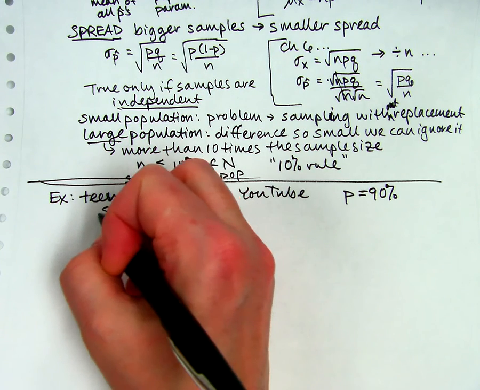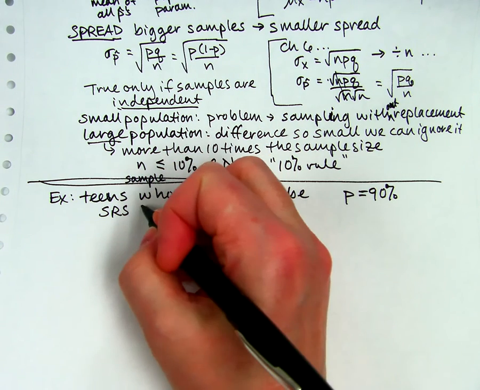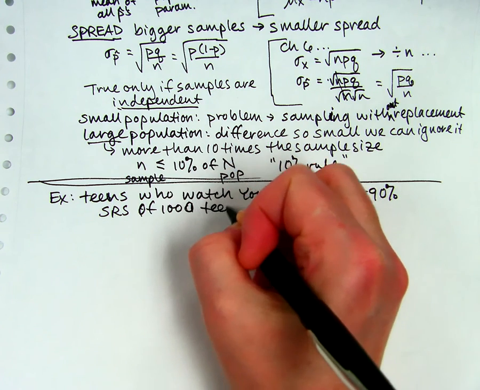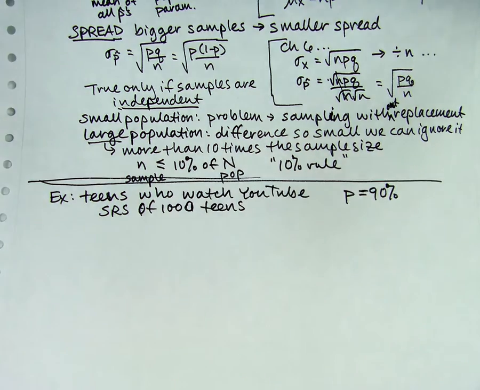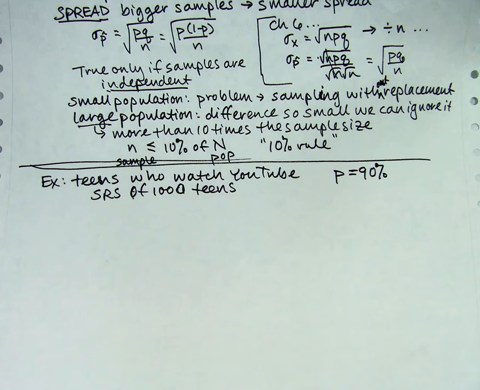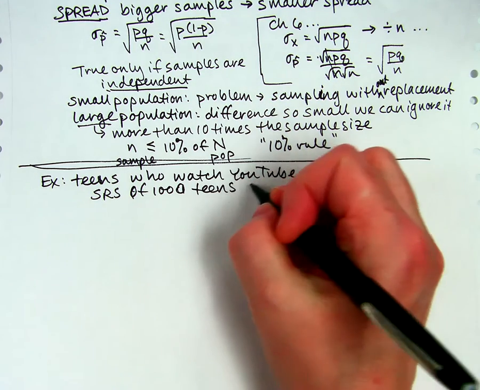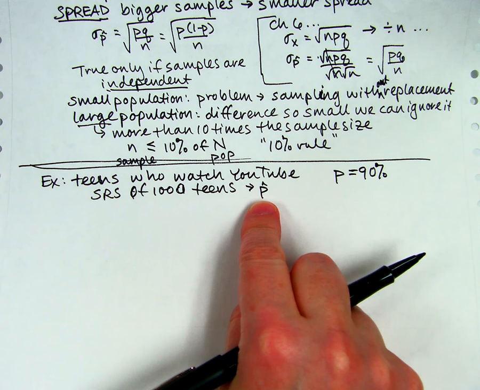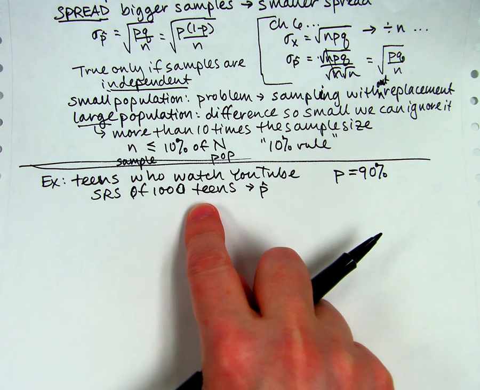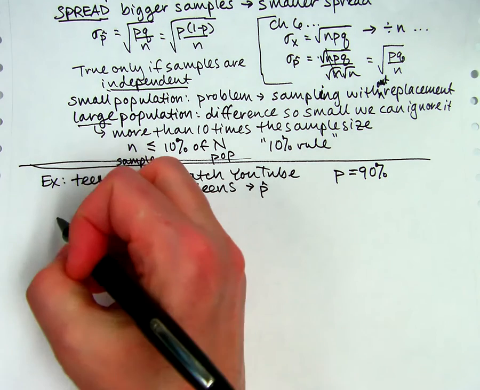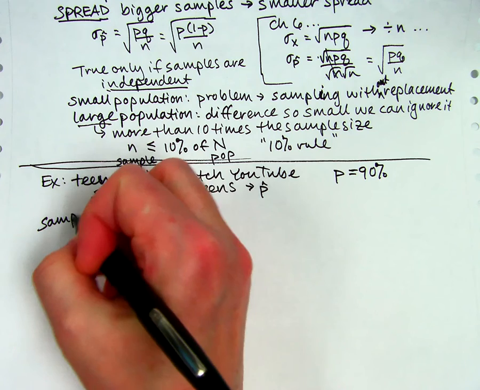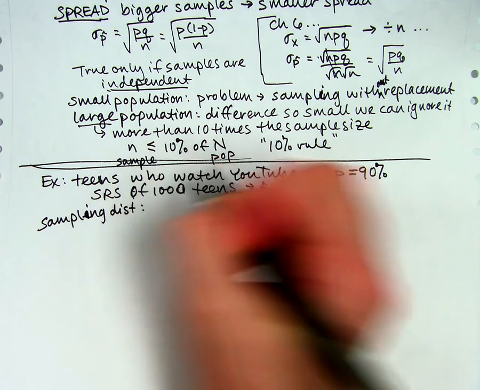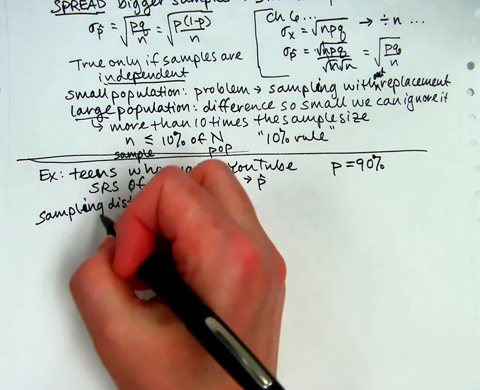We're going to take a simple random sample, remember those from chapter 4 long ago, of 1,000 teens. And we're going to ask them, do you watch YouTube or not? And I want to know if I find that proportion, which is a p hat, and I don't know what p hat is yet at this time, but if I'm talking about all possible p hats from all possible samples of 1,000, I could talk about the sampling distribution and I could describe it without even gathering any data. The sampling distribution of those p hats would look like this.